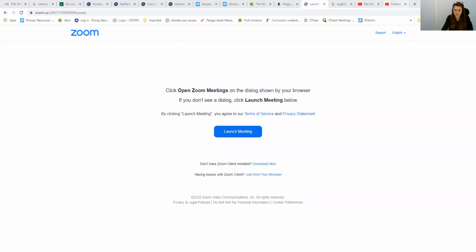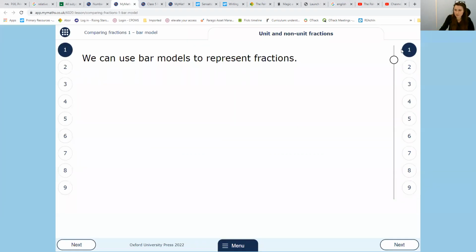Okay, I'm just going to swap over my sharing screen because I am moving over to My Maths. So it's really important that we are going on to My Maths, not only for the lessons, but also for the homework that I am going to be setting. So today we are comparing fractions. Comparing means looking at what is the biggest and what is the smallest. Let me just resume my share. Hopefully you can see this okay.